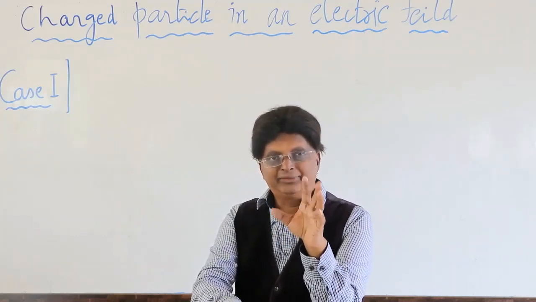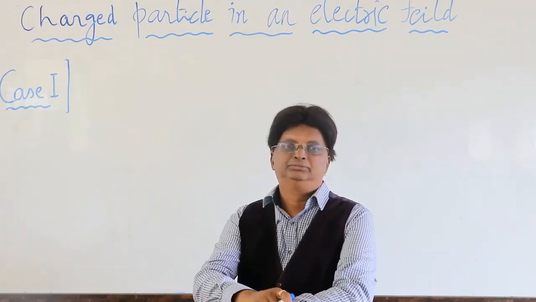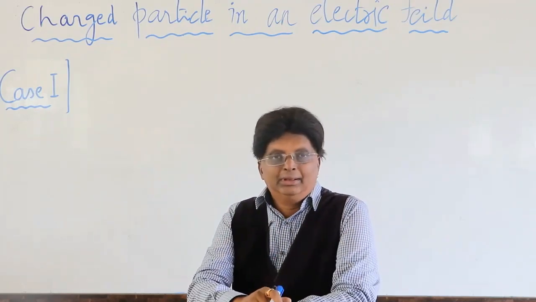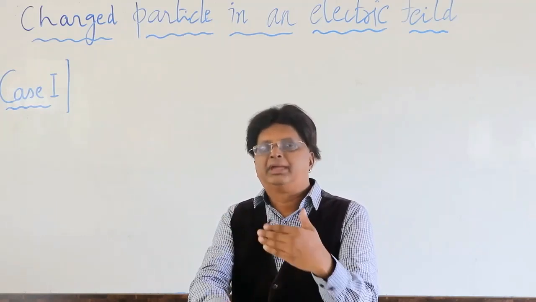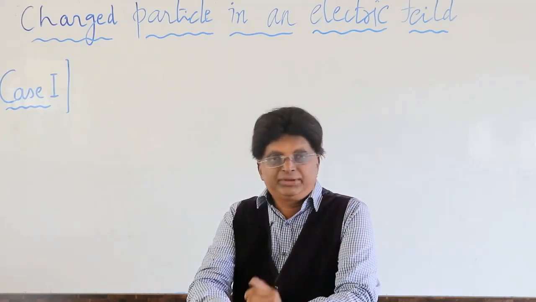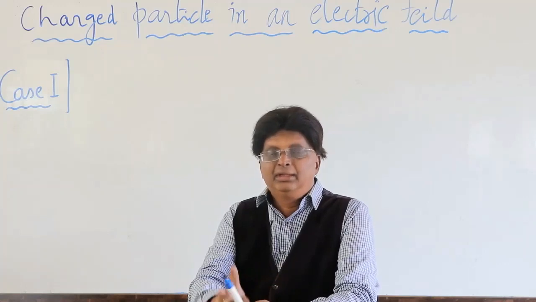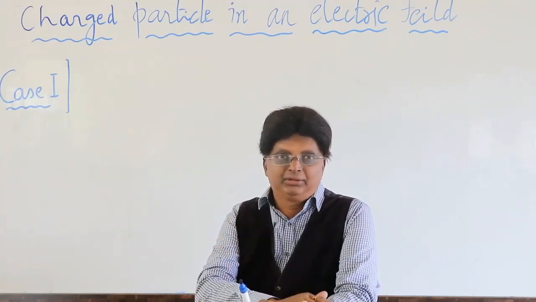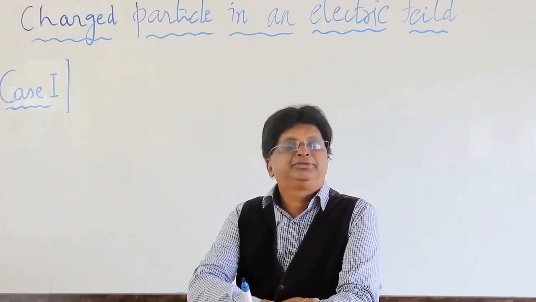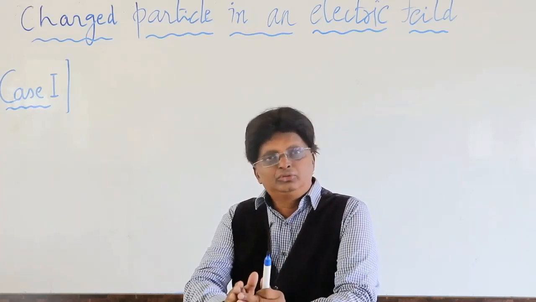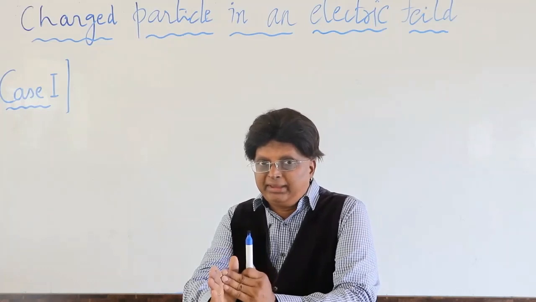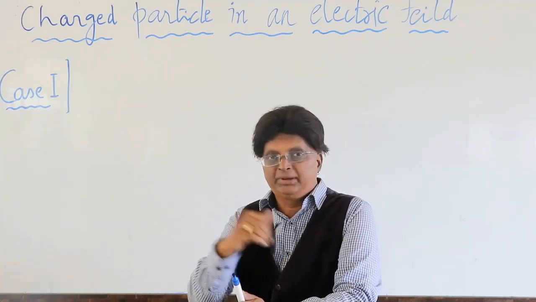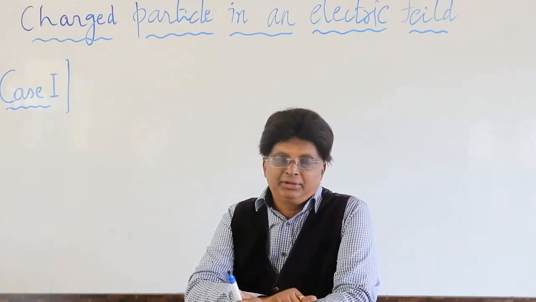Now what is that? I said charged particle in an electric field. It is an open topic. Again we have a number of cases that we will discuss. What are those cases? First, I say a charged particle placed in an electric field. Placed means, yes, initially no velocity, right? It is simply placed, released in an electric field. That is one thing. What happens after that?